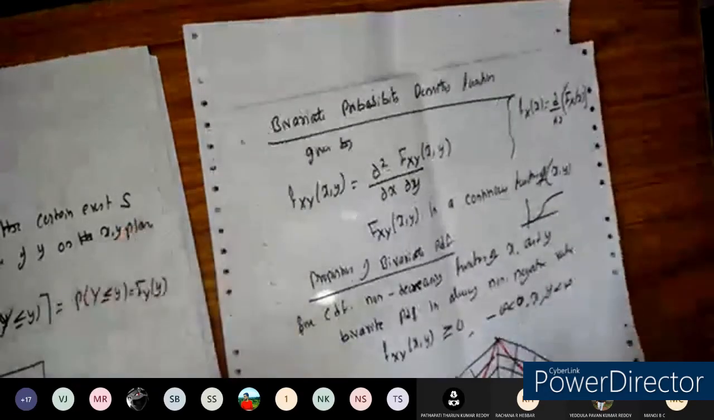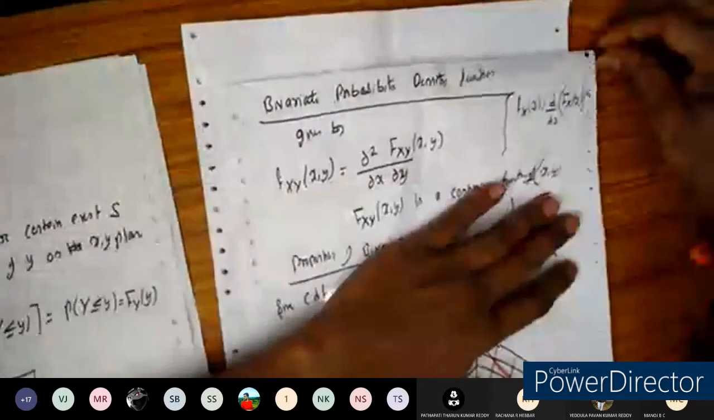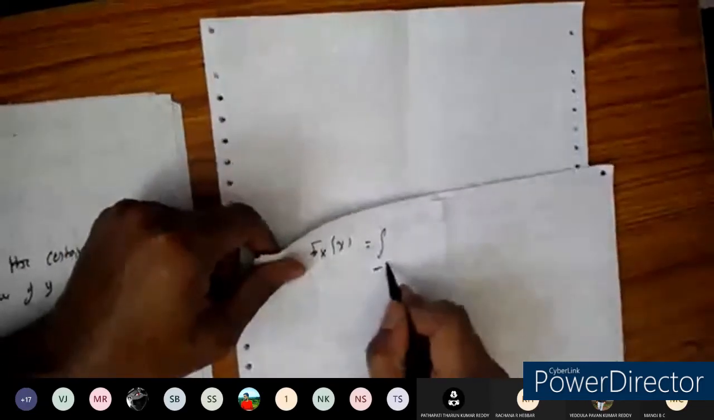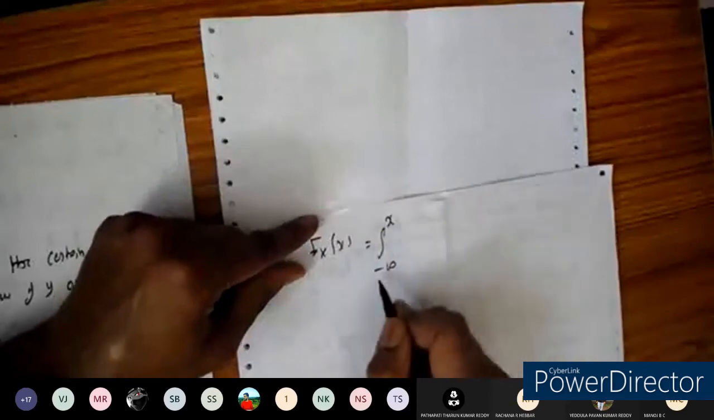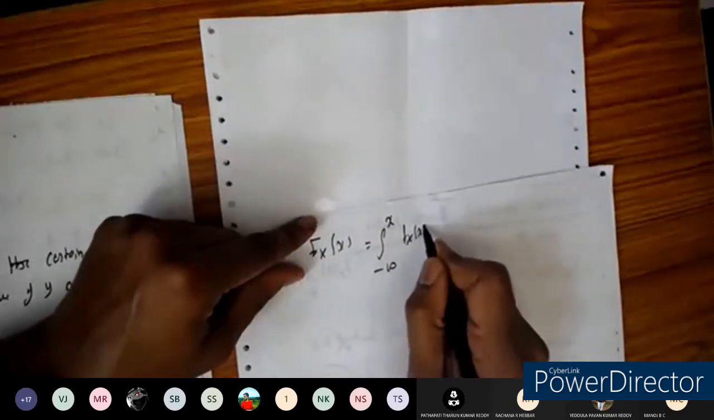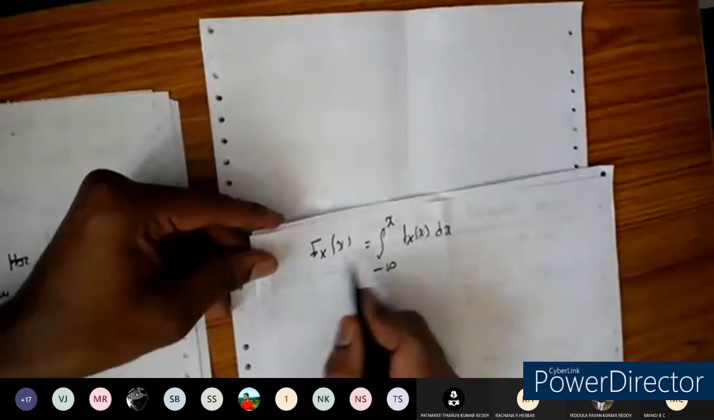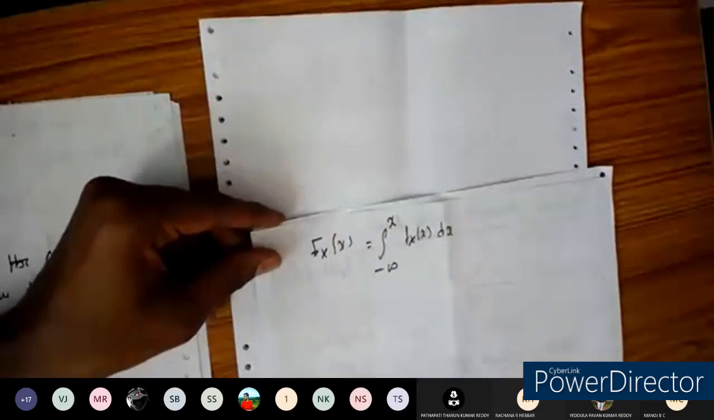The next property we have seen for the PDF is that we can obtain the CDF, that is F_X(x) of the single random variable, by integrating the PDF from minus infinity up to x. By integrating this, we can obtain the CDF of the random variable X. This concept can be extended to the bivariate random variable also.